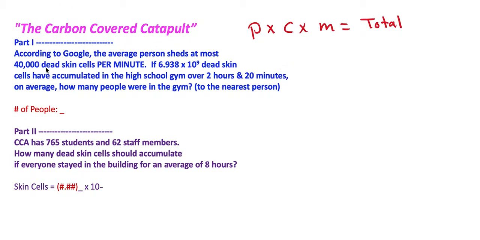So what's going on here is that we have a large number of dead skin cells that are falling off people. According to Google, there's 40,000 dead skin cells that fall every minute, at most, per person. So I'm going to give you all of the skin cells that have fallen in the high school gym over 2 hours and 20 minutes, and we've got to work backwards to find the number of people who are in the gym on average. So it's kind of gross, but here we go.